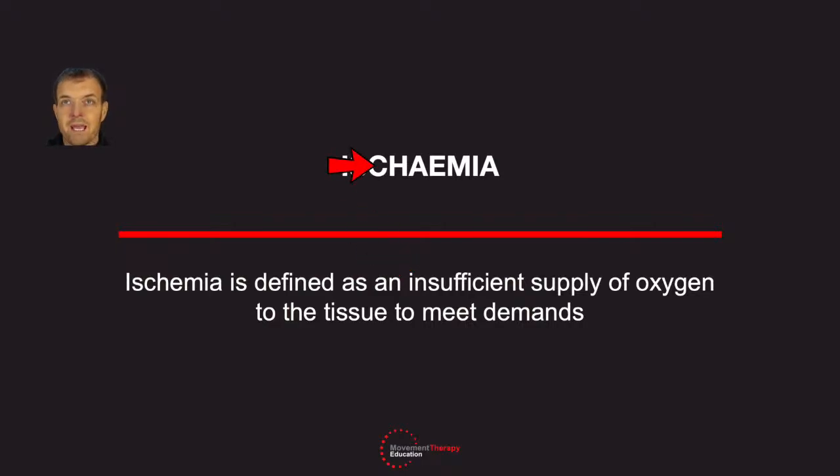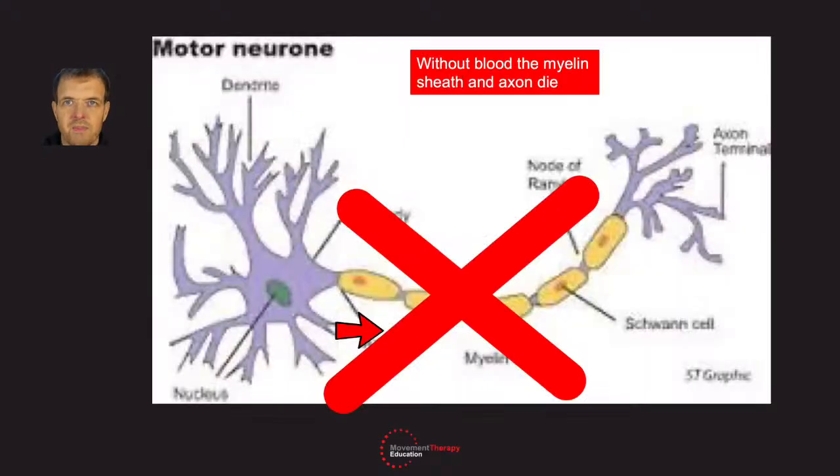So we get ischemia. And ischemia is defined as an insufficient supply of oxygen to the tissue to meet the demands. So the nerve becomes ischemic, and that is not good, because without blood, the myelin sheath and the axon will die. Okay, so if this is something that goes on for a long period of time, eventually that nerve will lose the ability to propagate an impulse.